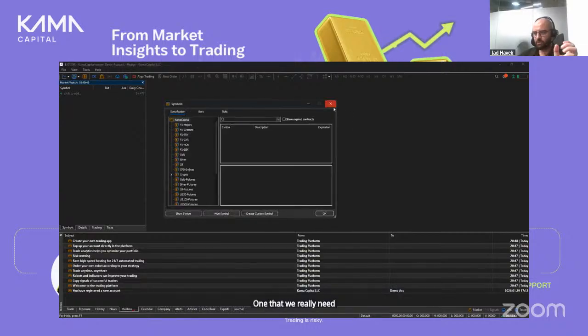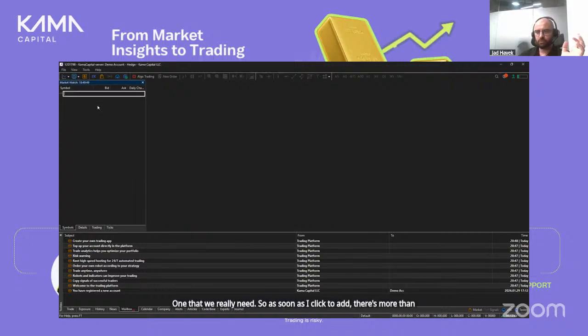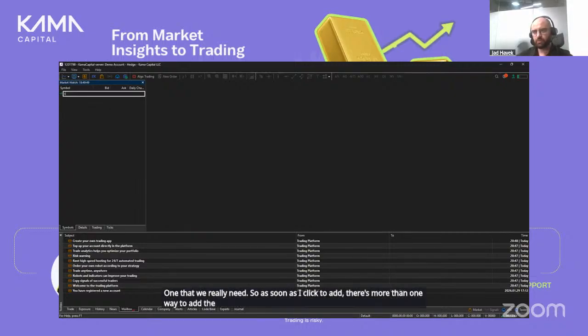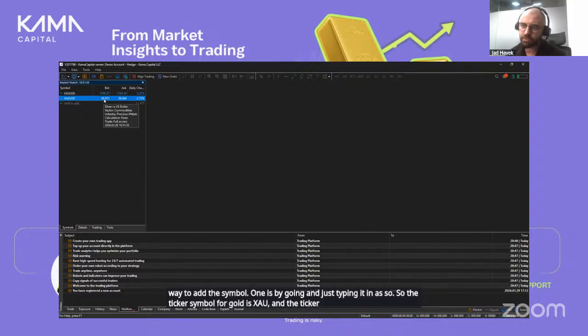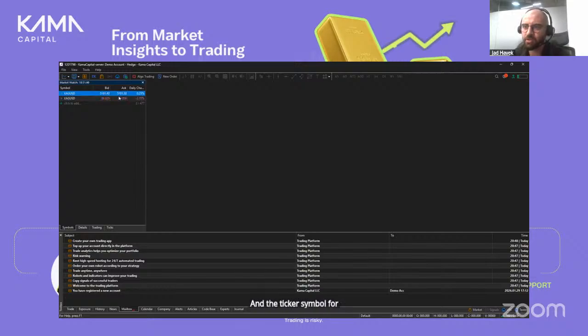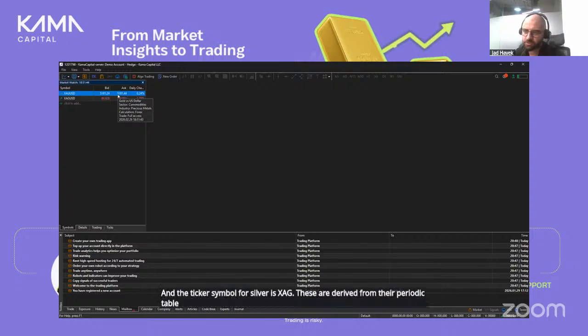So as soon as I click to add, there's more than one way to add the symbol. One is by going and just typing it in as so. The ticker symbol for gold is XAU, and the ticker symbol for silver is XAG. These are derived from their periodic table symbols as elements.